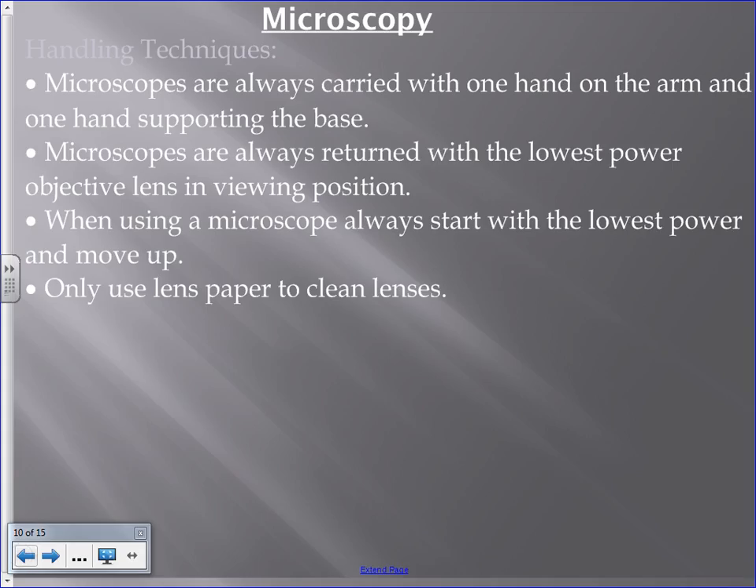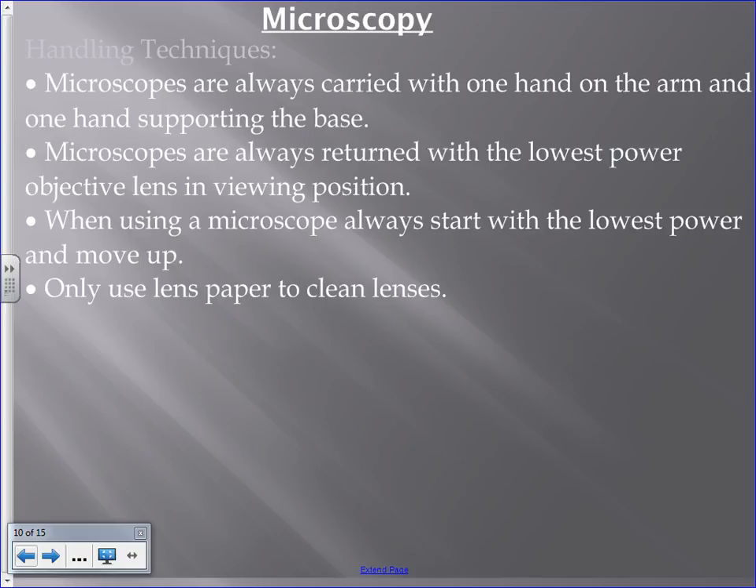So now if I go back again to handling techniques, it'll make a little more sense when I'm talking about them. They're always carried with one hand on the arm, one hand on the base. They're always returned with the lowest objective lens in viewing position. If you return them like this, and people are used to having the short lens in position, they'll grab the coarse focus knob, crank away, and smash.